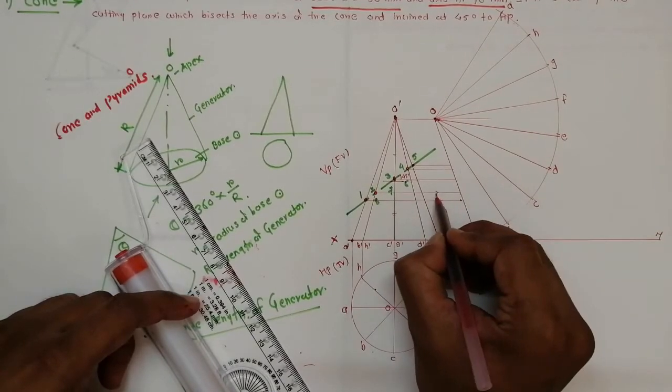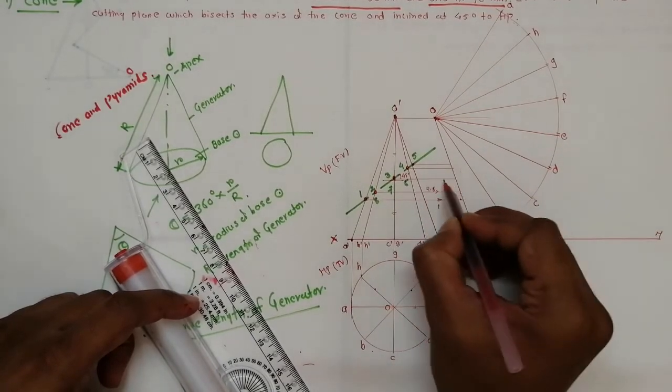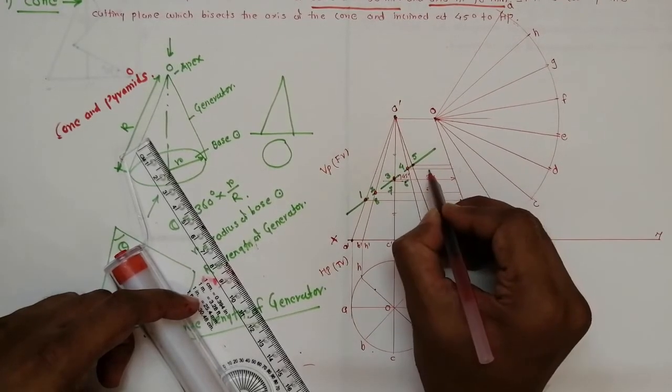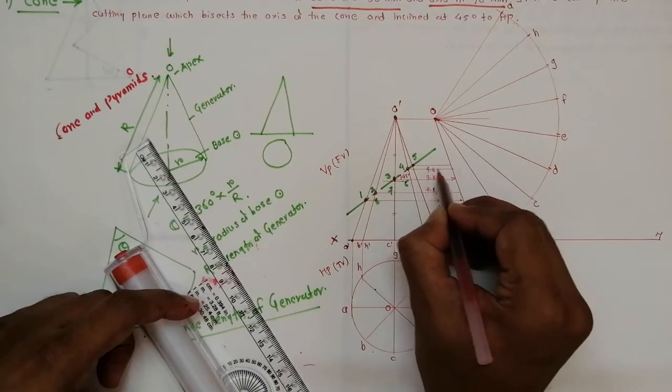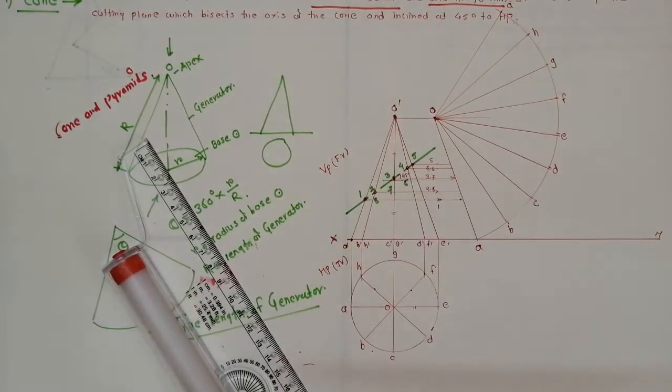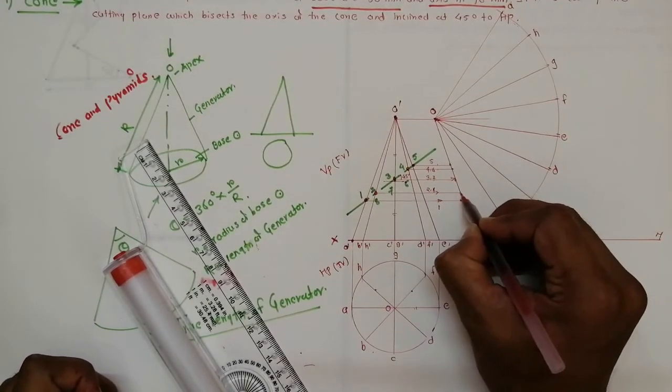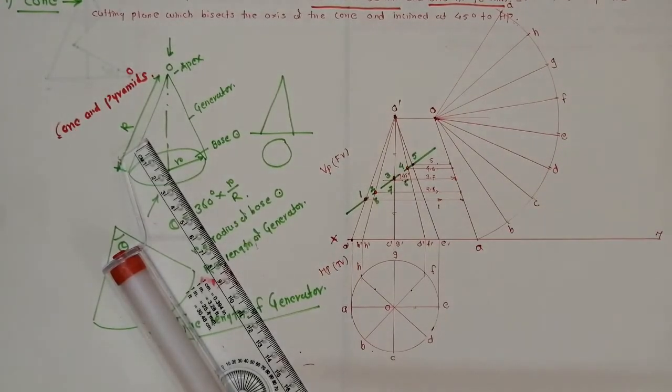Okay, this is for 2 and 8. Okay, this is for 3 and 7. Okay, then this is for 4 and 6, and the last one is for 5. Okay, so here we have transferred the intersections on the true length of the generator. Now the next step is to transfer them on their respective generators.